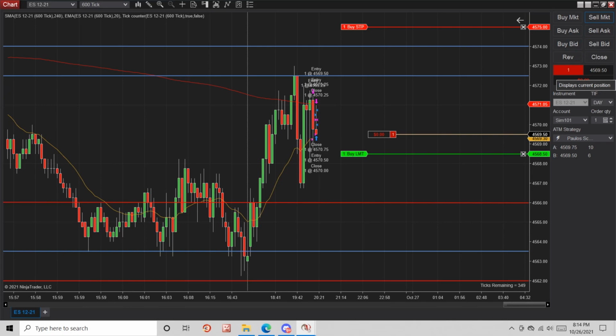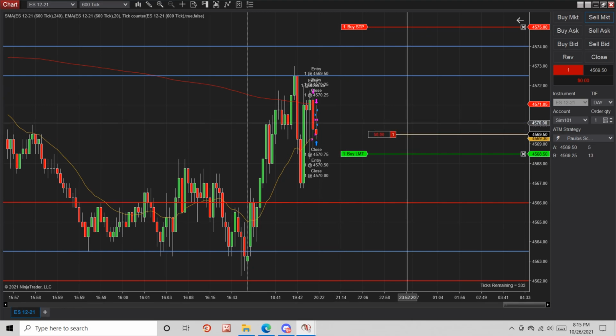This is my current position, how many contracts I am using. This is my order quantity, the amount of contracts I'm using. This tells me the price I entered into the trade, not the current price of the market. In this one, it says I entered at 4,569.50. Here it says the same exact price, regardless of where the market moves. So where I entered is what we'll show here.